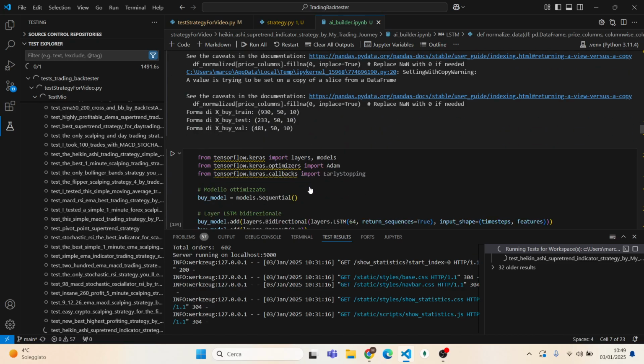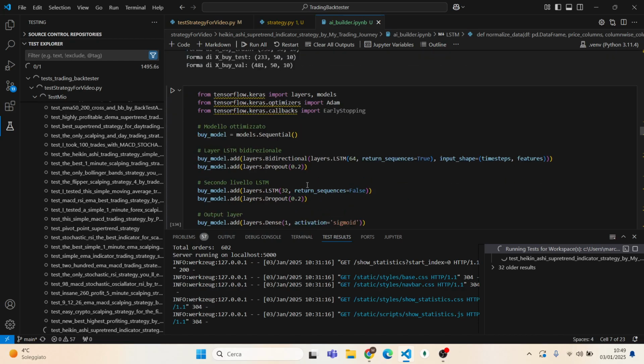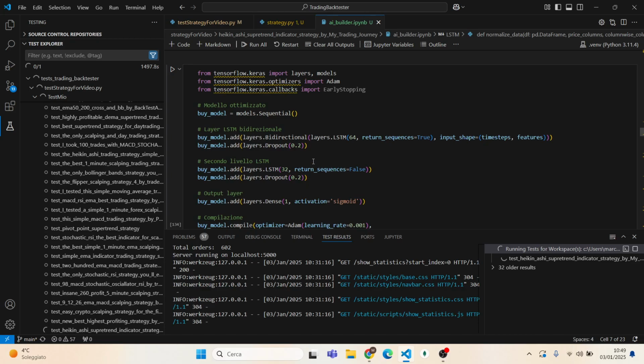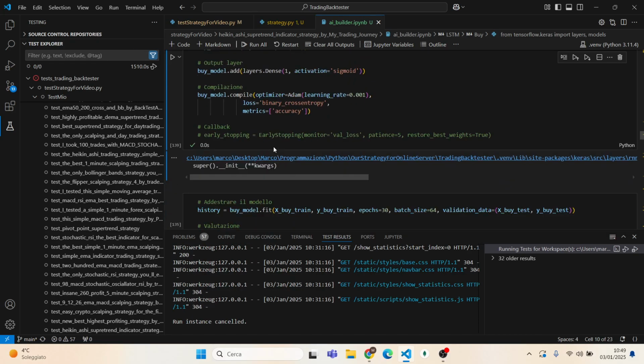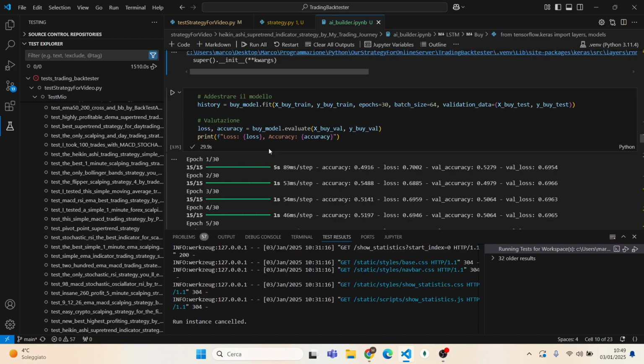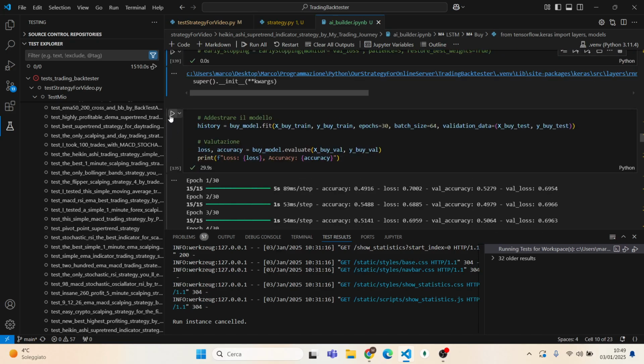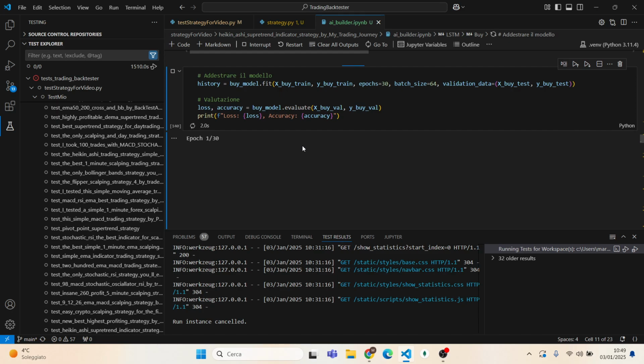So I will not spend time on it, because what is interesting is to see the model, to see the AI training and the final result also. So as you can see, here is the model I'm using, so these are all the layers I'm using if you are curious. But now let's train the AI and let's see what we can achieve.